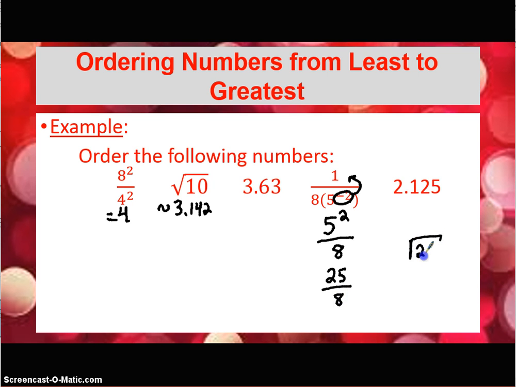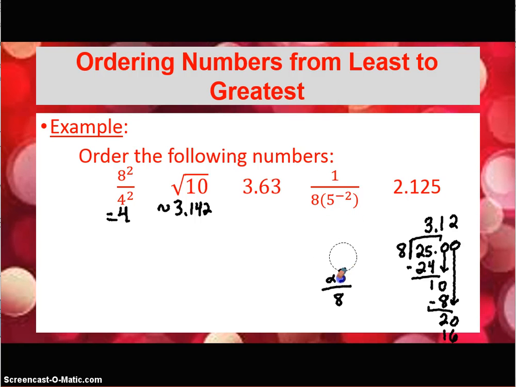So if we divide 25 by 8, 8 goes into 25 3 times. 3 times 8 is 24. There's 1 left over. Bring down a 0. 8 goes into 10 once, which is 8. 2 left over. Add a 0, bring it down. 8 goes into 20 2 times, which is 16. So this is about 3.125.